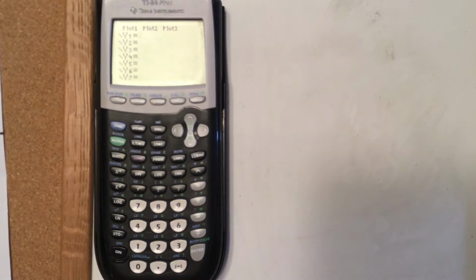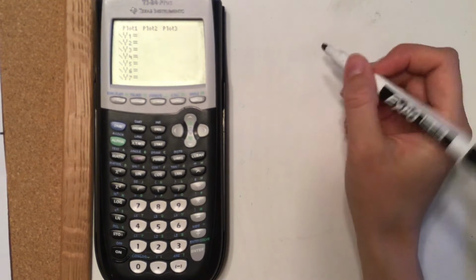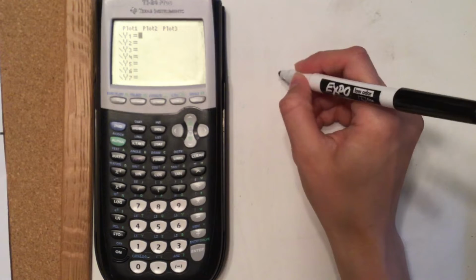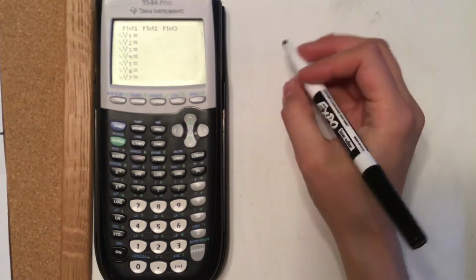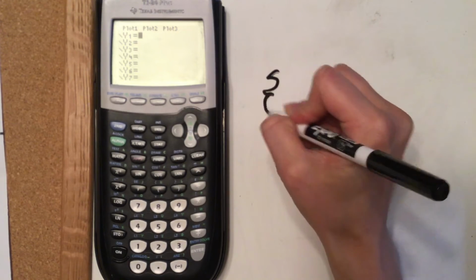Okay, we're going to look at, in this video, how to find the intersection of two graphs or two functions. If we have two or more functions that we're looking at at the same time, we call that a system of functions.